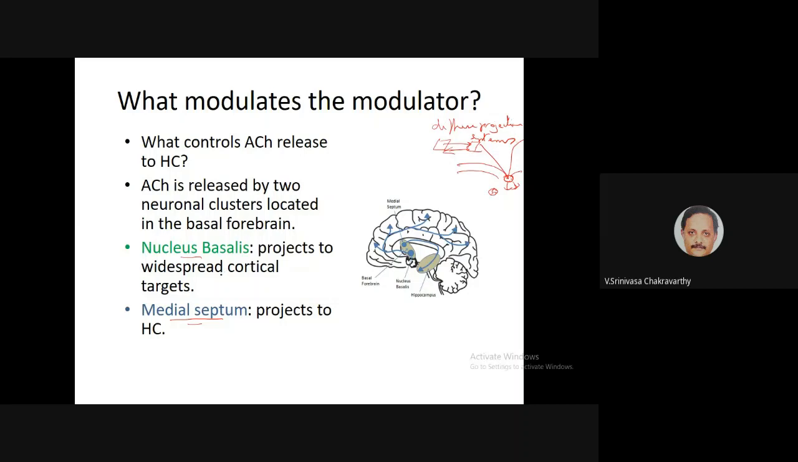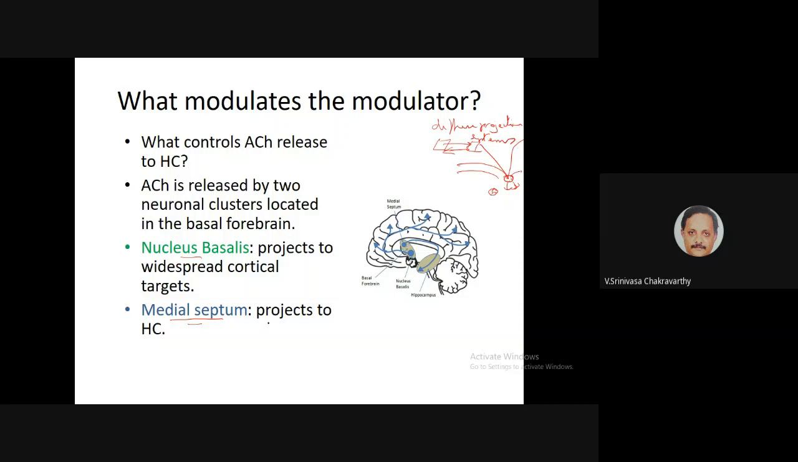So basically, ACH controls the two modes: high ACH you store and low ACH you retrieve. Right, and like I said, ACH is released by this cluster called nucleus basalis, which projects to lots of cortical areas, and another structure called medial septum projects to the hippocampus.